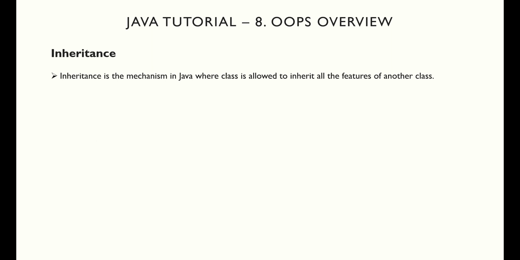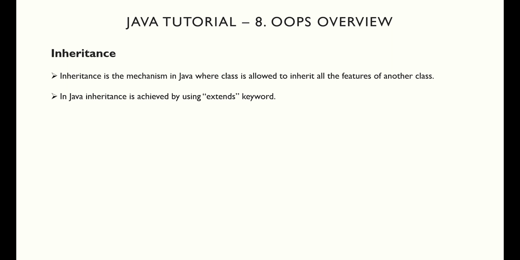Inheritance. Inheritance is the mechanism in Java where a class is allowed to inherit all the features of another class. The features involve fields or variables and methods, and generally occur with a parent-child relationship. That is, the child class acquires all the properties and behavior of a parent class. In Java, inheritance is achieved by using the extends keyword. Inheritance is also an is-a relationship.